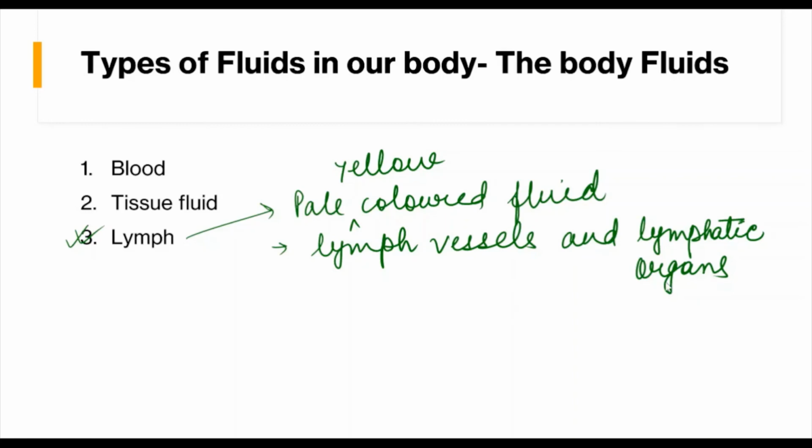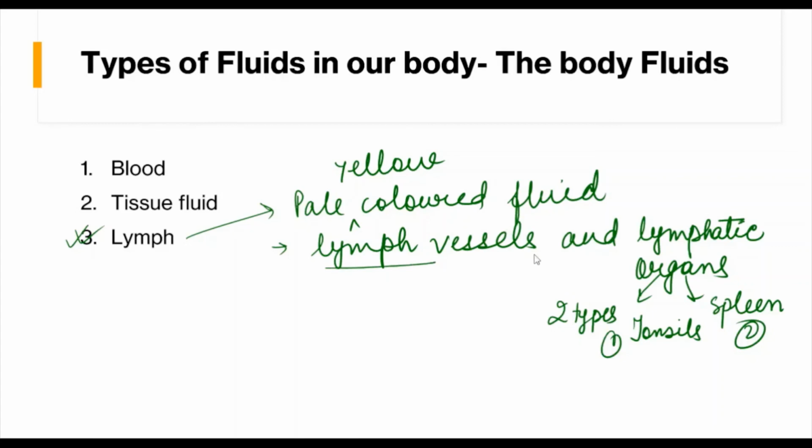How many types of lymphatic organs are there? 2 types. How many types, children? 2 types. And what are they? One is tonsils and the other is spleen. So these are the 2 types of lymphatic organs, and lymph is present in lymph vessels and the lymphatic organs. I hope till here you all don't have any doubt. In case of any doubt, you all will ask me in the comment box.